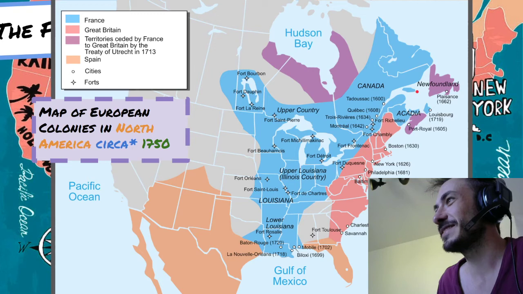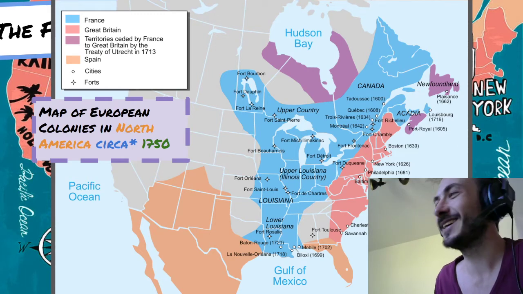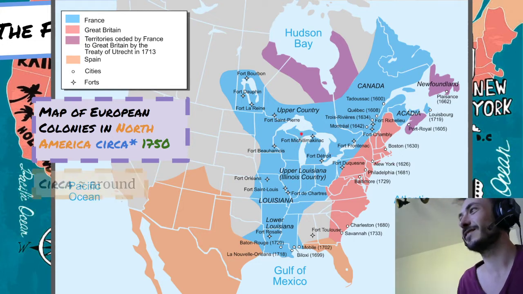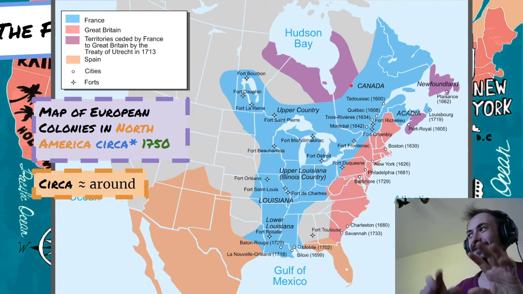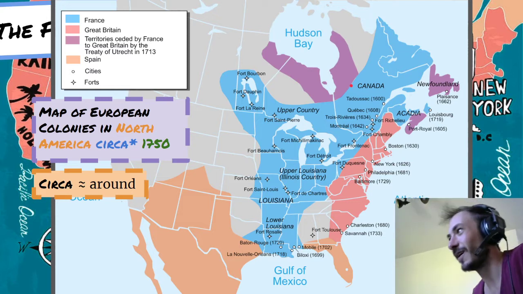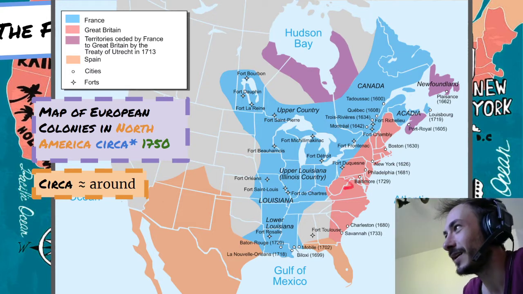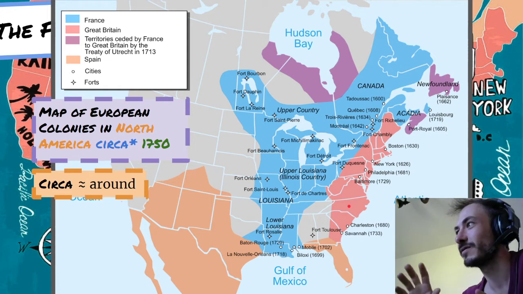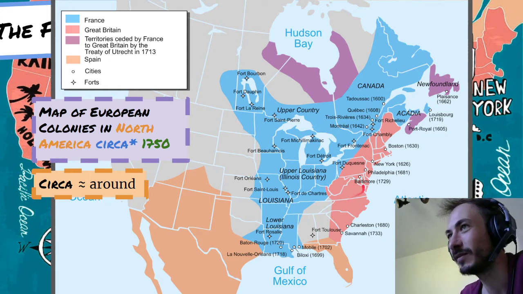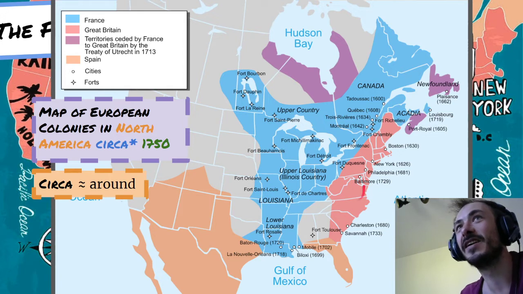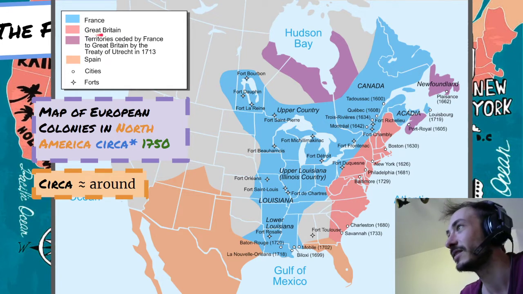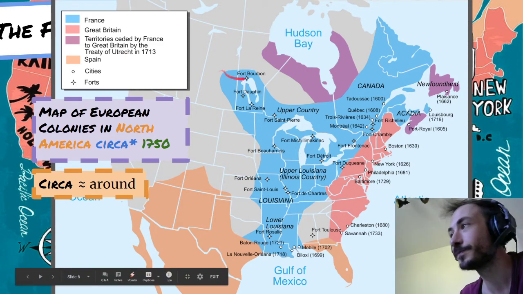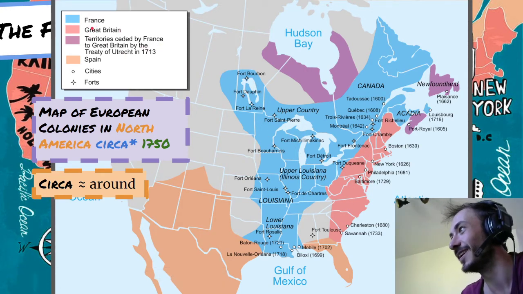So this is a map of the European colonies in North America circa 1750. Circa means around 1750. As you can see, the red part here is the 13 colonies, Massachusetts, Virginia, etc. In red, this is the British territory, Great Britain and its colonies.